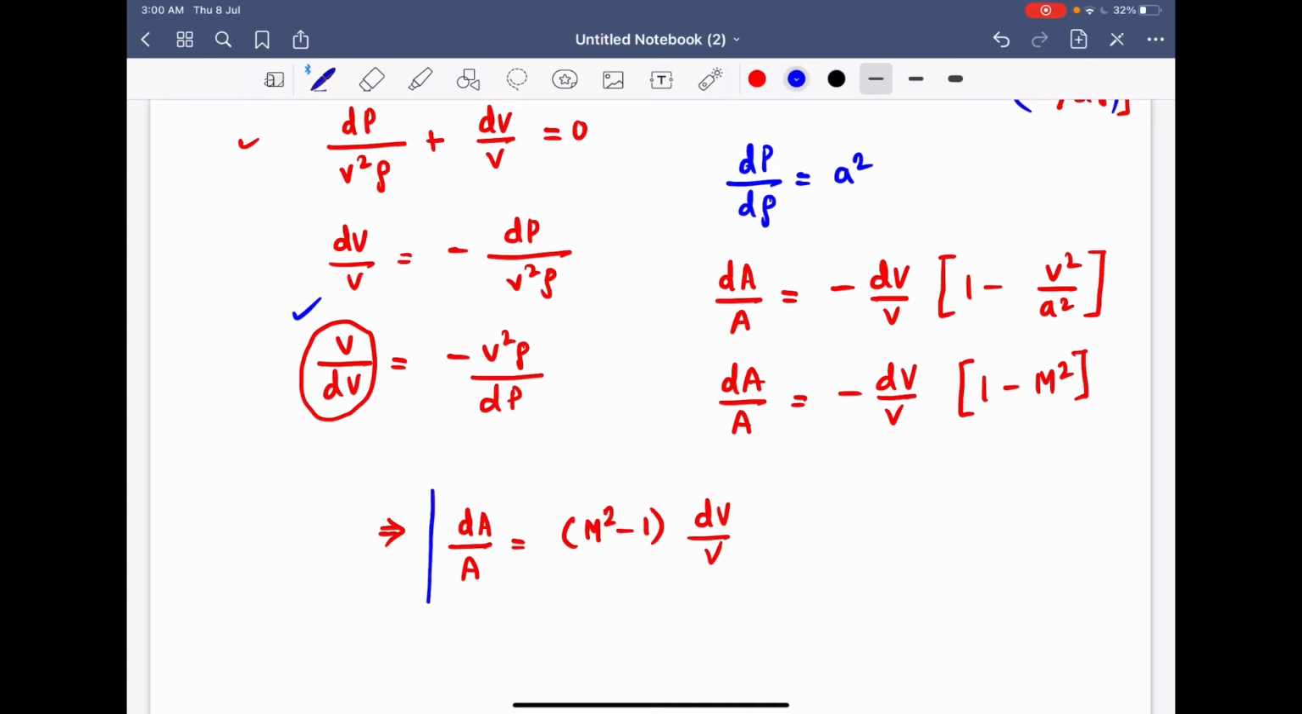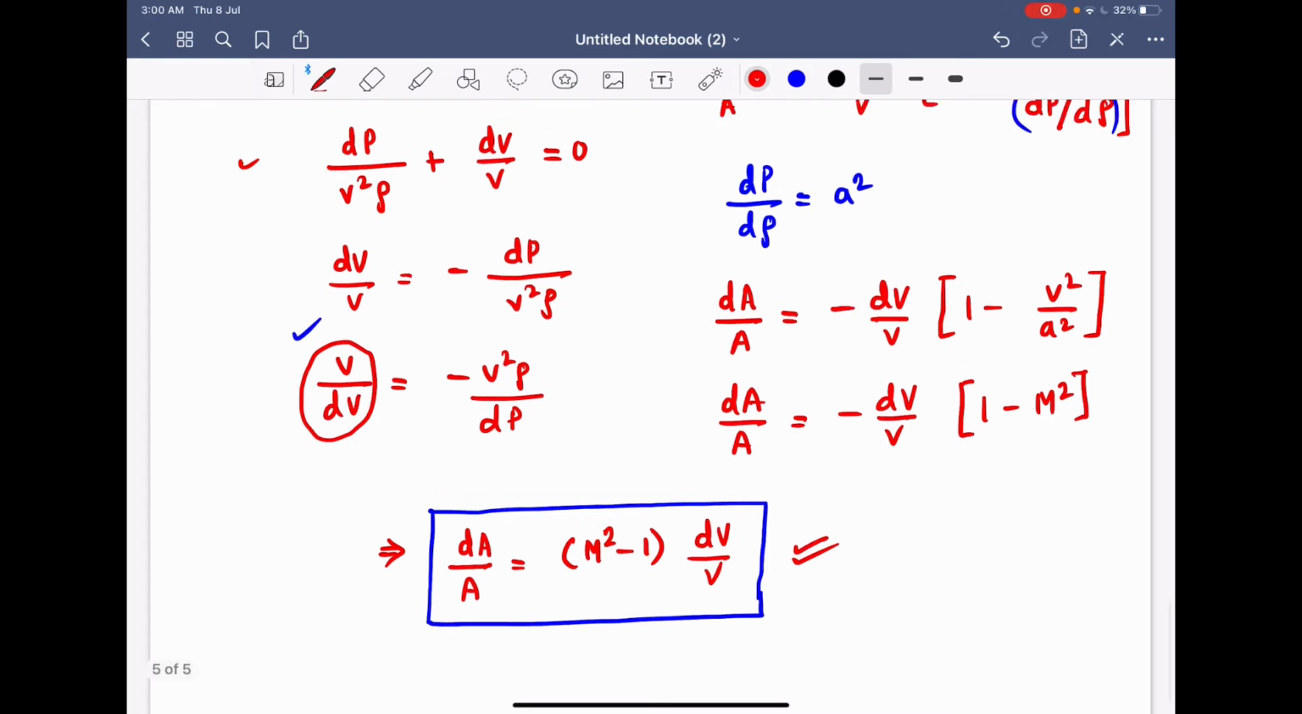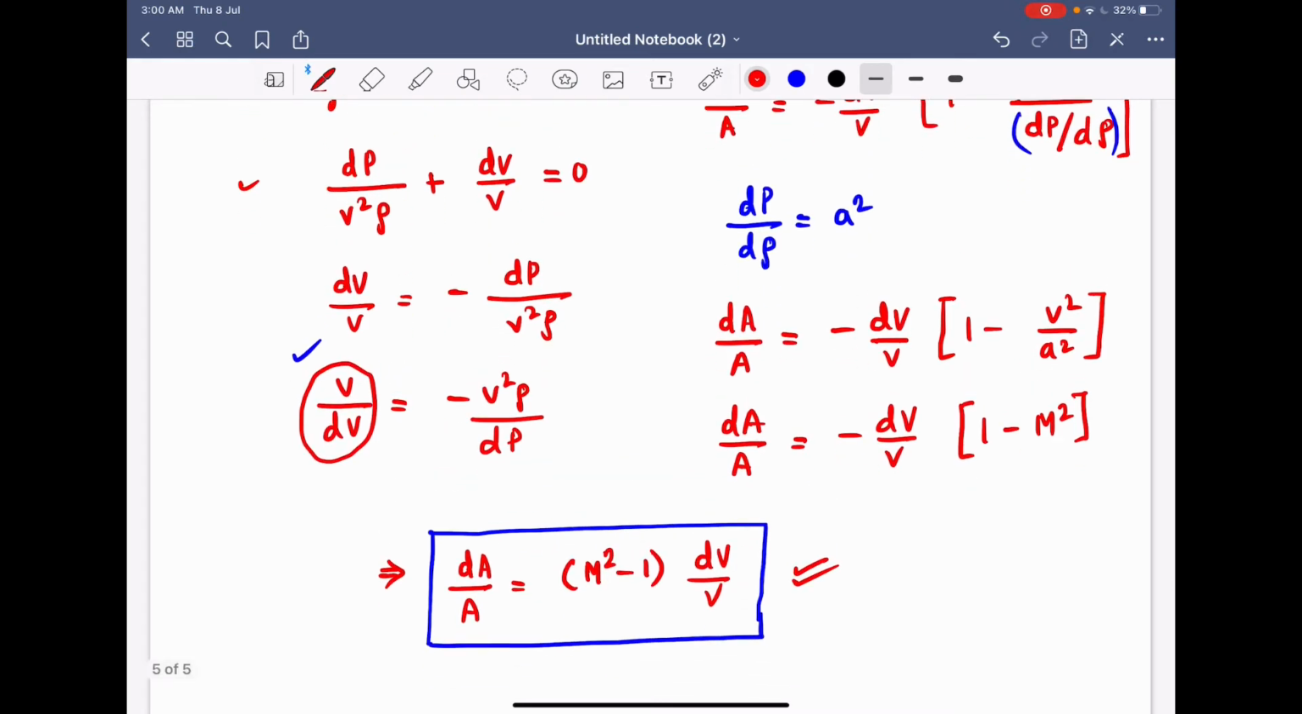Why is it a very good equation? We'll see that. If you keep this equation in mind, the relation between convergent duct and divergent duct, whether the velocity will increase in a convergent duct or in a divergent duct, if the flow is supersonic or subsonic, you can easily find through this equation.